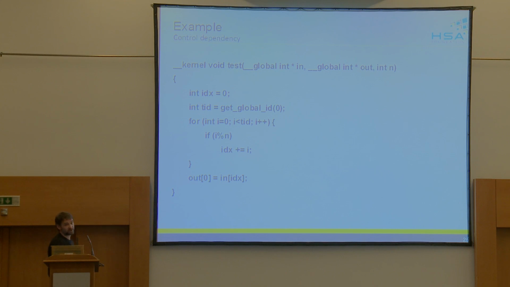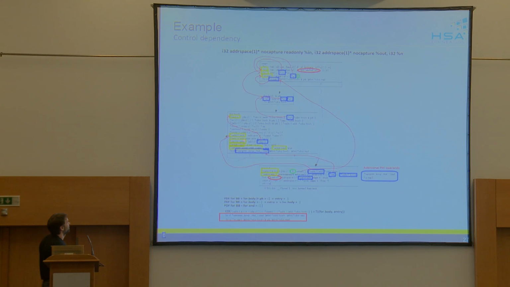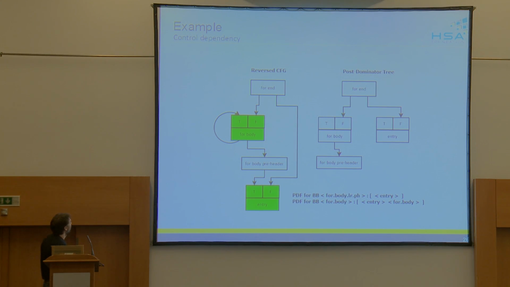And the last example, control dependency, and how we handle it. Here there is a non-uniform loop condition. So if we run a wavefront, each thread iterates a different count of times. And then we use the computed index in the load. Here is the reversed control flow graph. Here are the post-dominance frontier sets. We can see that for the for-body block, the post-dominance frontier is entry and for-body. So we should consider this condition, because of the self-loop, and this condition.